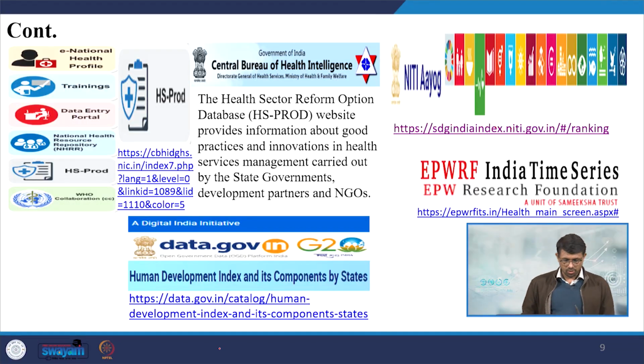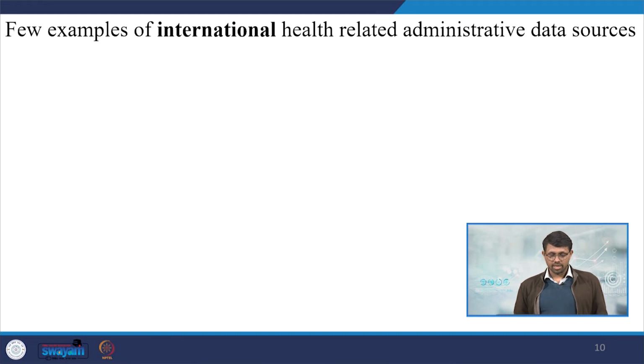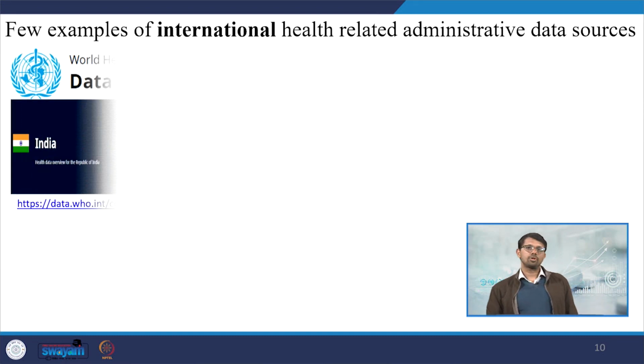Then the last one we need to refer to here is the Digital India Initiative, the Government of India portal, where it gives information about the human development index and its components by states, and it will also give you very strong backup for your research so far as administrative data is concerned and for comparison.